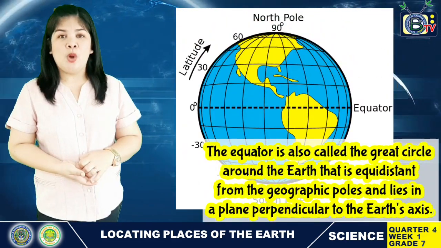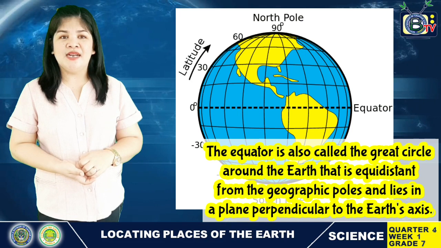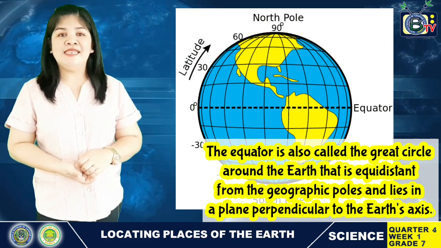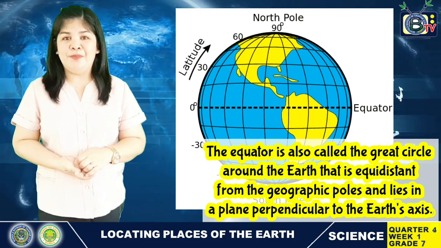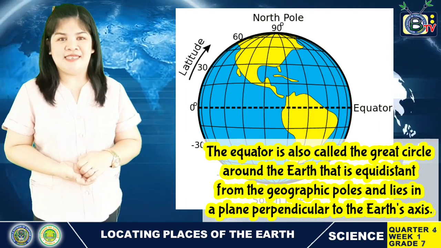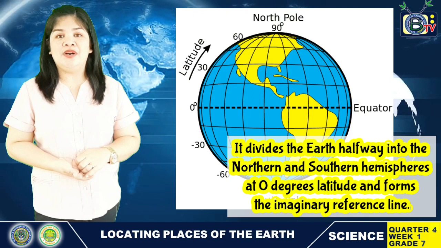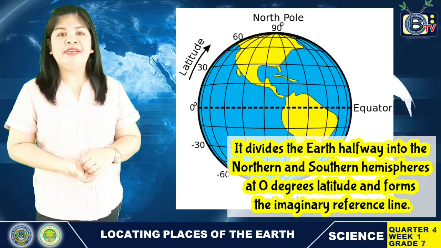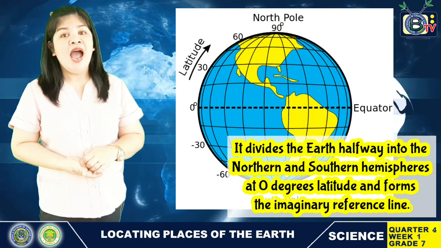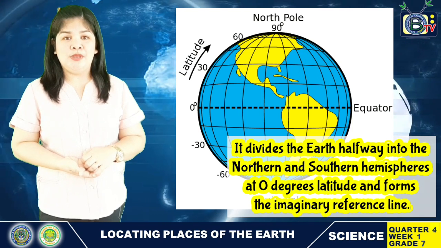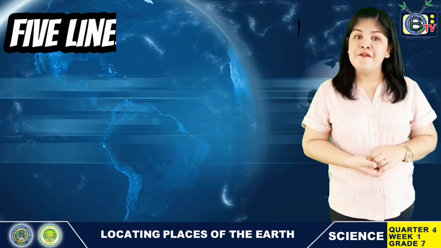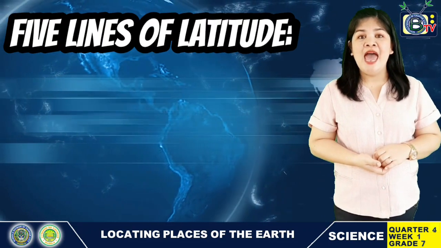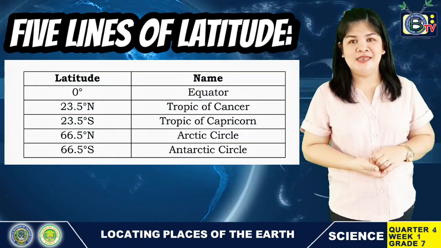The equator is also called the Great Circle around the Earth that is equidistant from the geographic poles and lies in a plane perpendicular to the Earth's axis. It divides the Earth halfway into the northern and southern hemispheres at 0 degrees latitude and forms the imaginary reference line. 5 lines of latitude have special names.